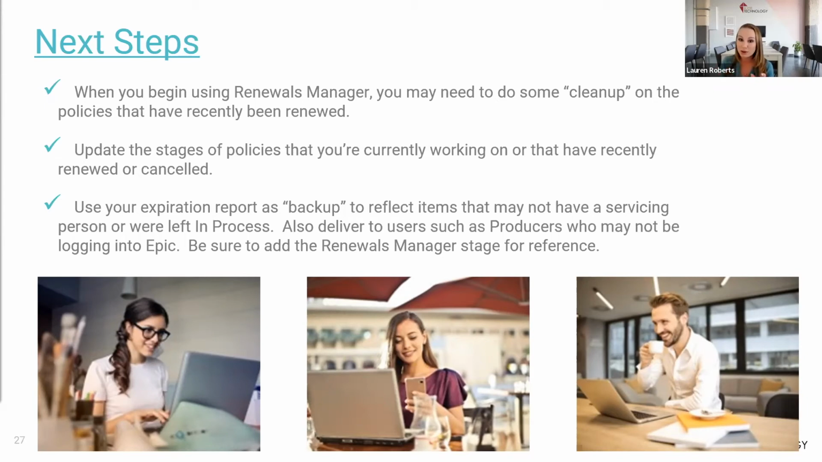So that's why there's just a little bit of cleanup to start with when you get started using this. Those policies that you're looking at that are already renewed, you can highlight them all, actions, or right click them and update the renewal stage, or click your button and update your renewal stage and just change them all to renewed. And that'll take them out of your screen. And then of course, for personal lines, you might want to exclude renewed policies.